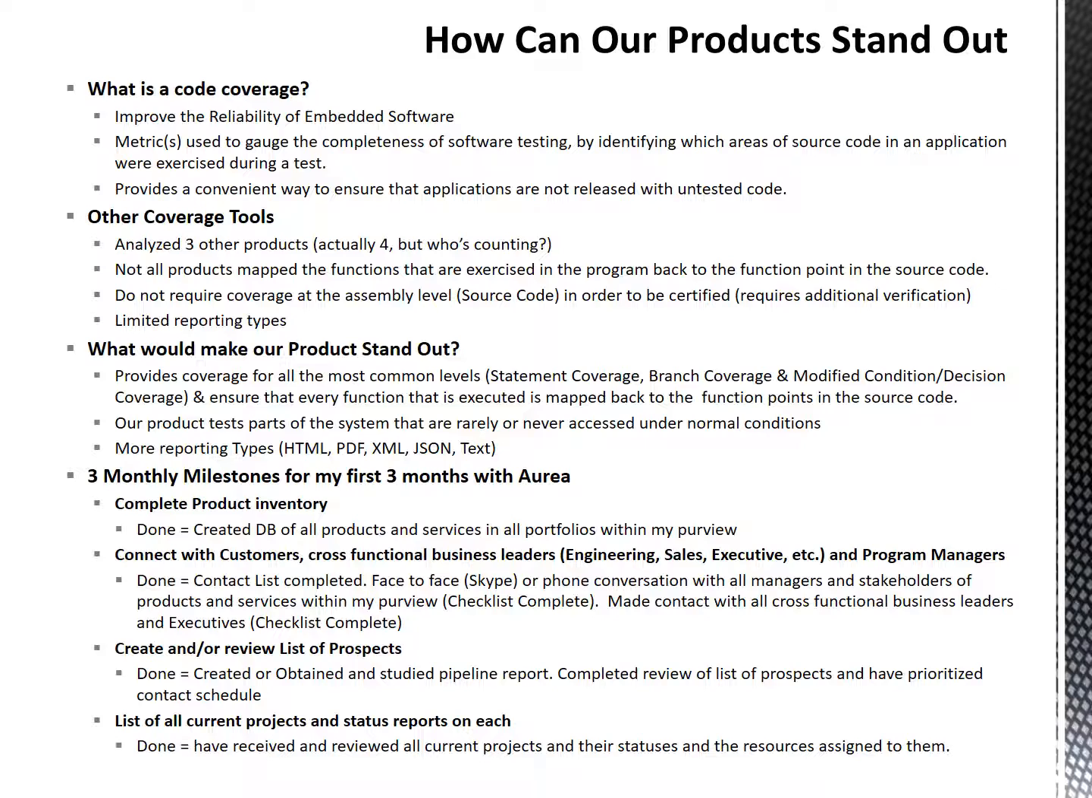And then, of course, I also want to make contact with all cross-functional business leaders and executives. And again, that would be a checklist pulled from an org chart or whatever I can get my hands on that could help me identify those folks and then check them off as I go. And then, of course, I want to create and review a list of prospects. I want to know who's in the pipeline. And lastly, I want a list of all the current projects and programs that are underway. I want to know the statuses of those particular projects and programs and identify where they're at.